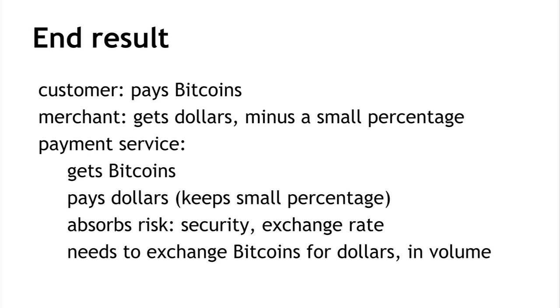And the payment service absorbs all of the risks involved in this process. It absorbs the security risk, so it has to have good management of the bitcoins, of its cold storage and all of that. It absorbs the exchange rate risk because it's receiving bitcoins and paying out dollars. If the price of dollars against bitcoins fluctuates wildly, the payment service might be unhappy. Then again, if it fluctuates wildly in the other direction, the payment service might be happy. But that risk, that uncertainty is part of, and absorbing it is part of what the payment service does.